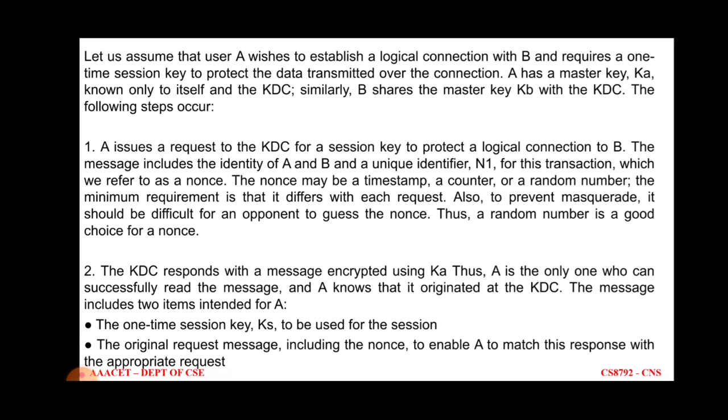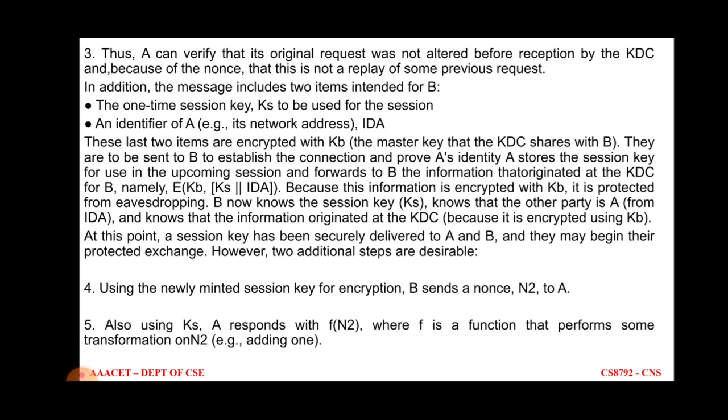The second step is, after getting the request from A, the KDC responds with a message encrypted using KA, and A is the only one who can successfully read the message, and A knows that it originated at the KDC. Thus A can verify that its original request was not altered before reception by the KDC, and because of the nonce, that this is not a replay of some previous request. In addition, the message contains the one-time session key KS and the identifier of A.